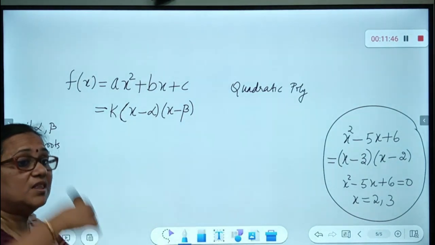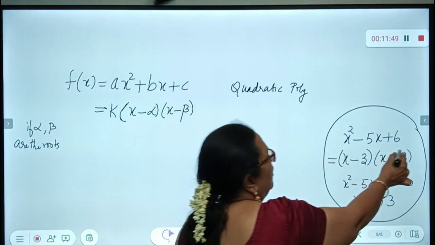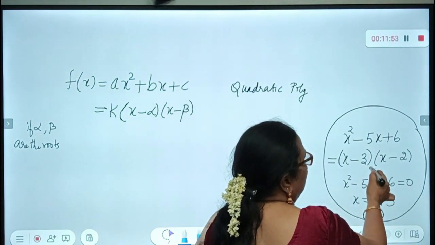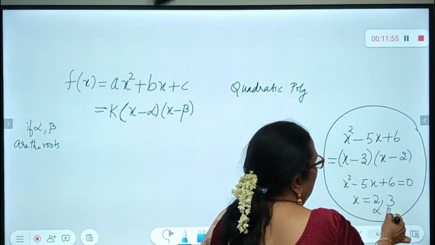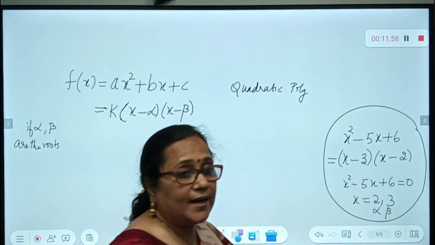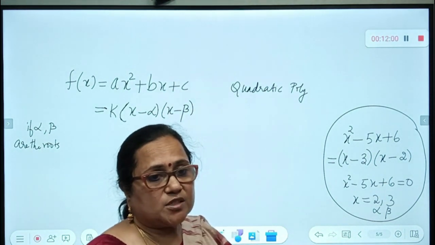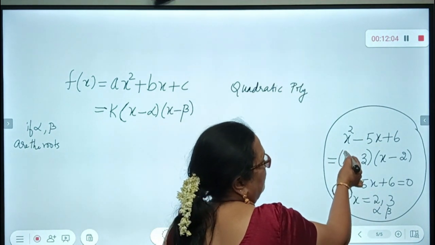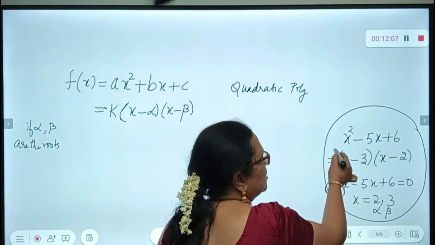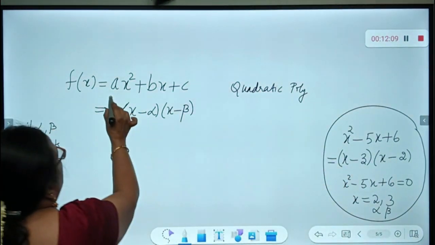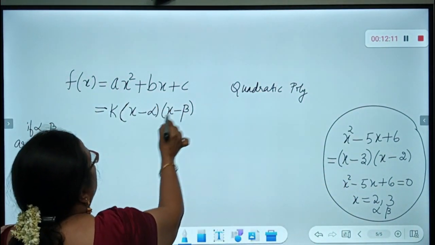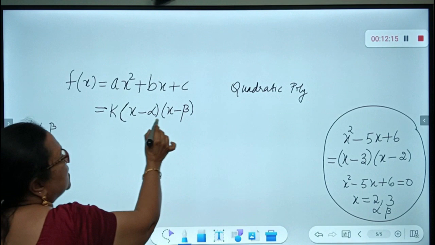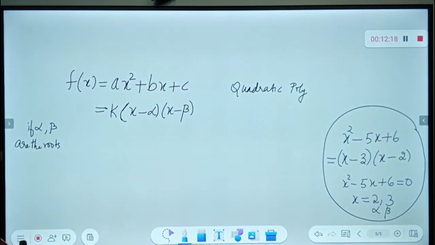So, if 2 and 3 are the roots, the quadratic polynomial can be written as x minus 3 into x minus 2. I am calling these alpha and beta. Then I can write it as x minus alpha into x minus beta. Here I have taken the coefficient of x square as 1. But if there is a coefficient of x square like a, for example, ax square plus bx plus c, then naturally it should be of the form k into x minus alpha into x minus beta, where alpha, beta are the roots.